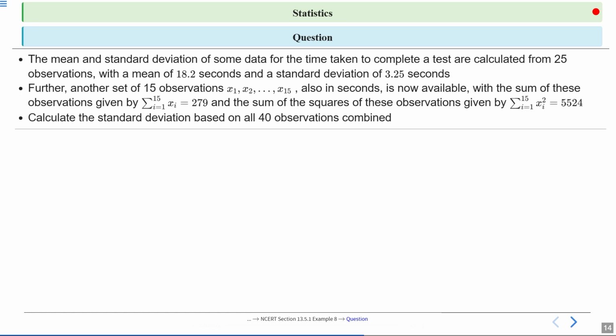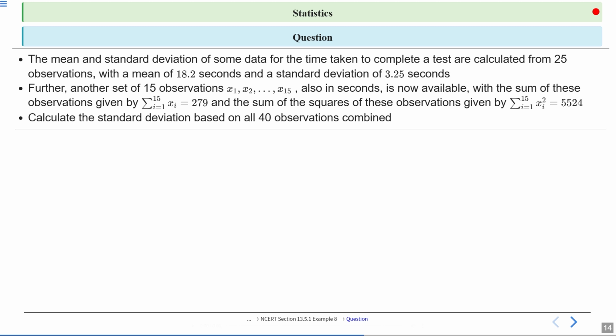Let's examine a statistics problem where we have two sets of data and need to combine them to find the overall standard deviation. So here this question gives us the mean and standard deviation of some data for the time taken to complete a test, calculated from 25 observations with a mean of 18.2 seconds and a standard deviation of 3.25 seconds. Further, another set of 15 observations x1, x2 up to x15, also in seconds, is now available.